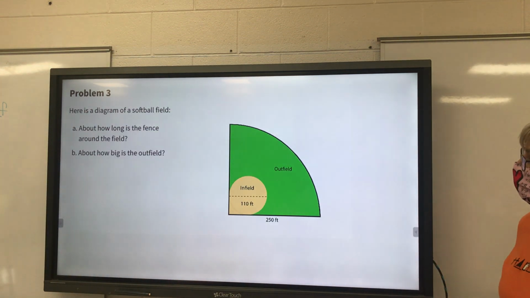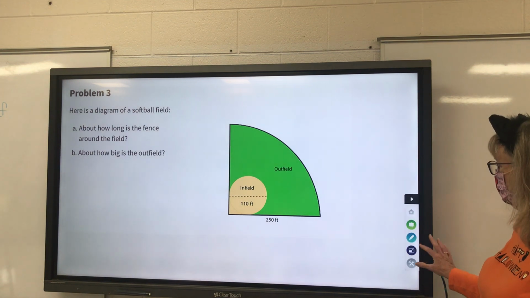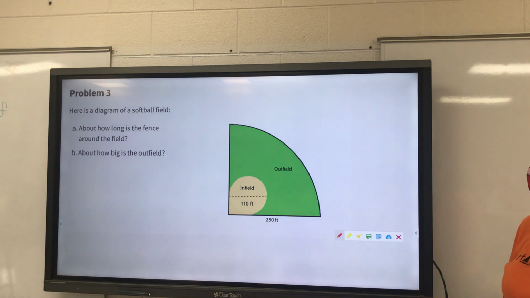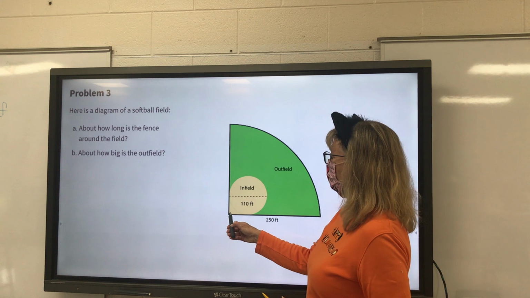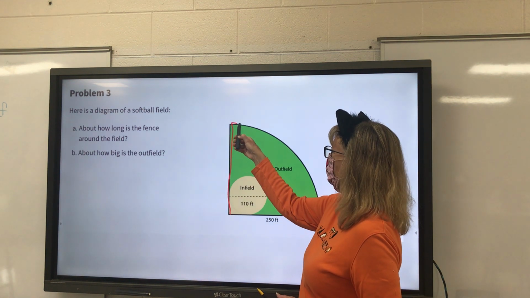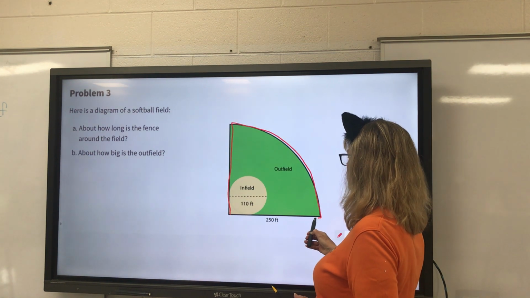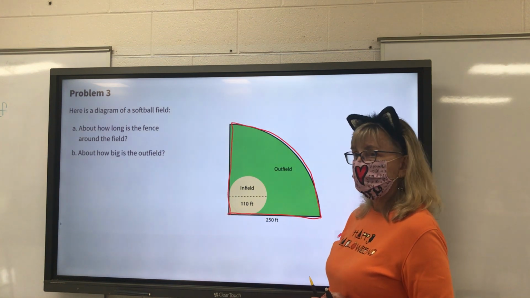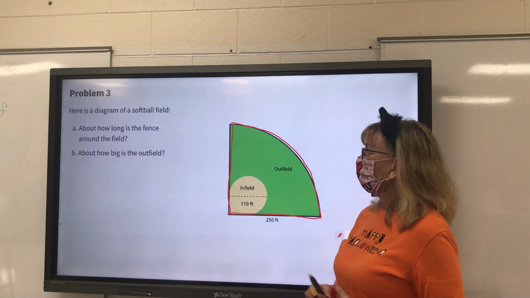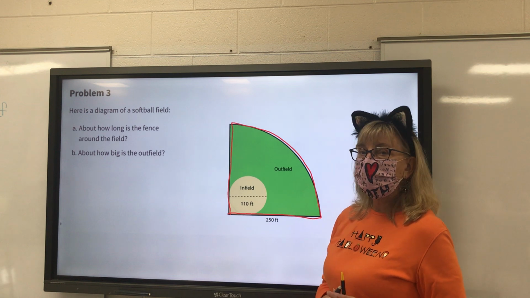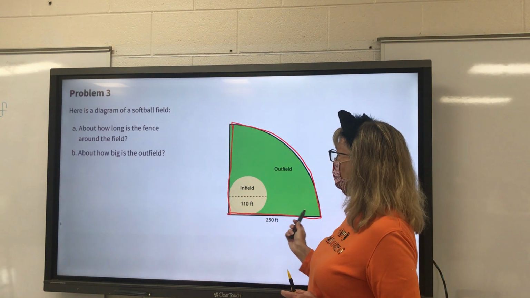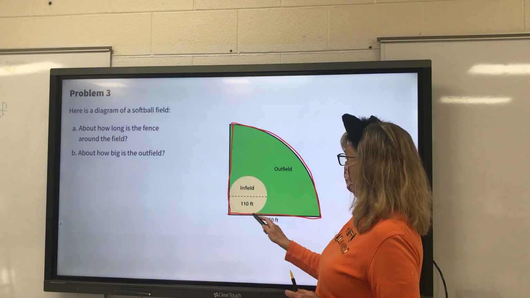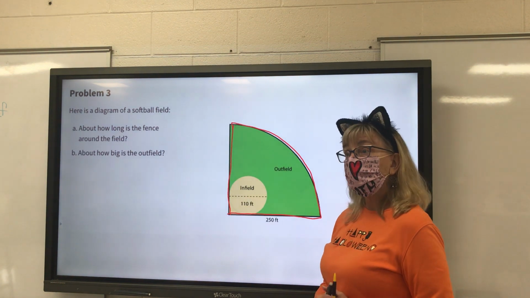Alright, here's a diagram of a softball field. About how long is the fence around the field? Fence around the field. So we want this, this, and this. Correct? Okay, what shape is this? Well, we can easily get this and this. I know it's a quarter of a circle. That's a quarter of a circle.